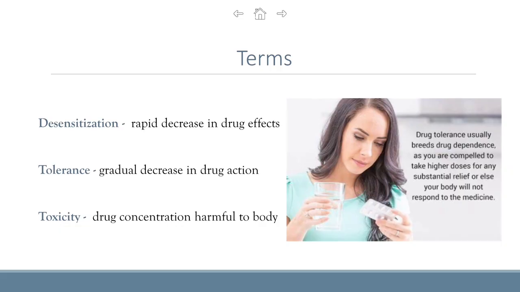Desensitization is a rapid decrease in the drug's effect, versus tolerance, which is a gradual decrease in the drug's action. And toxicity is a drug concentration that's harmful to the body. Now, drug tolerance usually breeds drug dependence, as you are compelled to take higher doses for any substantial relief, or else your body will not respond to the medication.